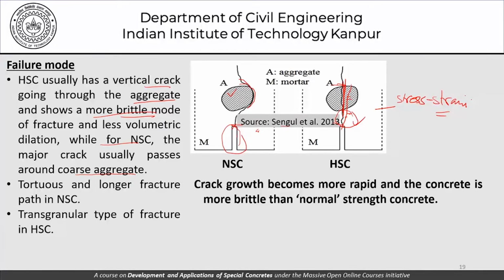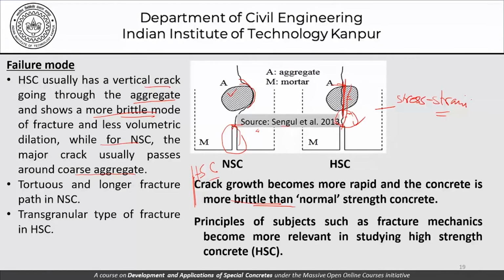Transgranular type fracture in high strength concrete is more common, which finally leads us to the fact that crack growth becomes more rapid and the concrete is more brittle than normal strength concrete. This is what is characterizing the high strength concretes. In high strength concrete, the crack growth is more rapid and the concrete is more brittle than normal strength concrete. The principles of subjects such as fracture mechanics become more relevant in studying high strength concrete.